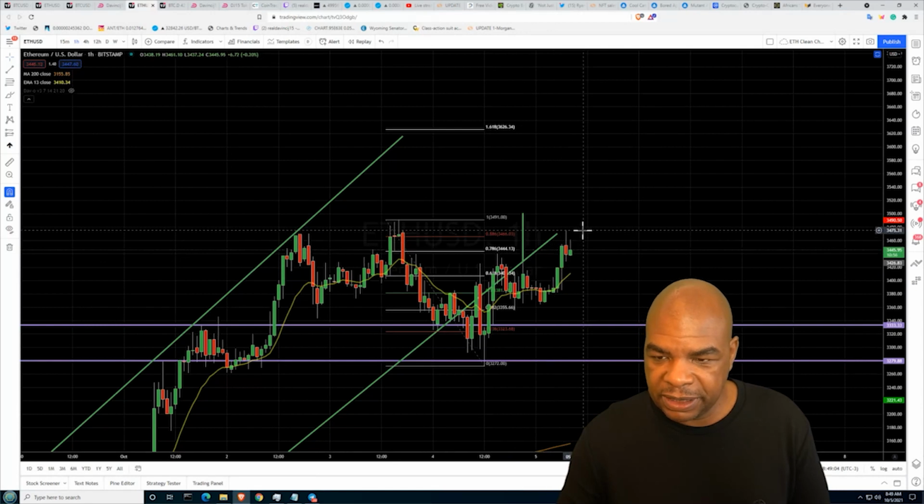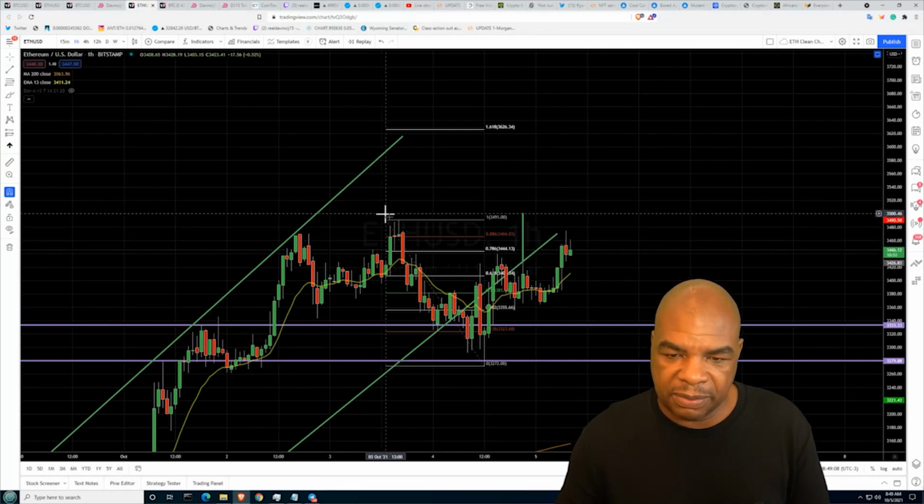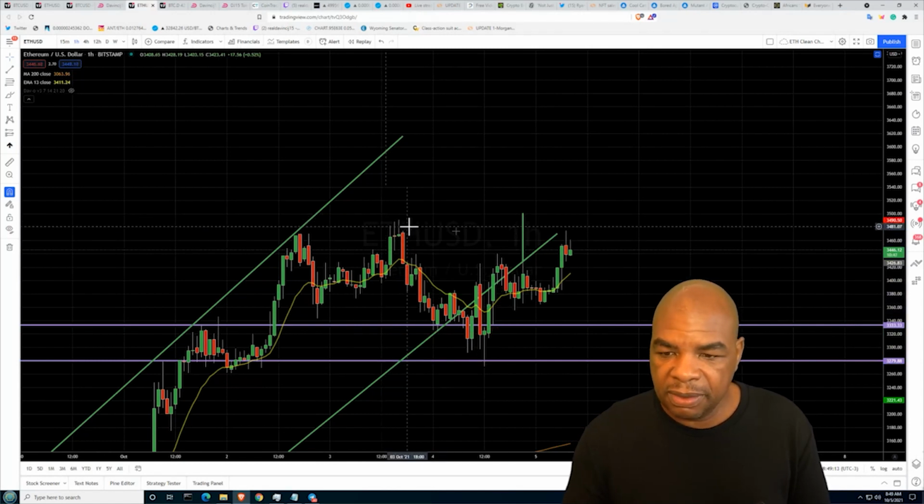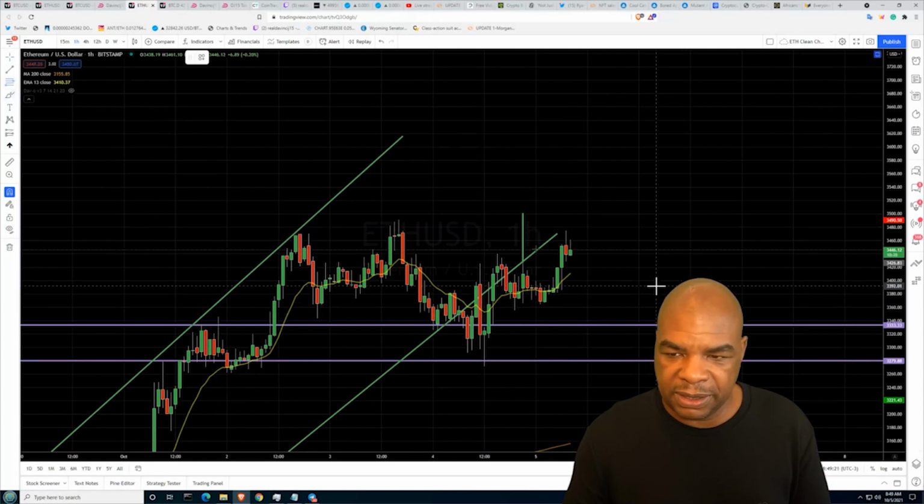Now let's just say this is returning back down, right? We want to know what the price could do. Should it break down? So you can actually draw the fibs. Let's just say this was the top. We don't know if this is the top, but assume that it is.